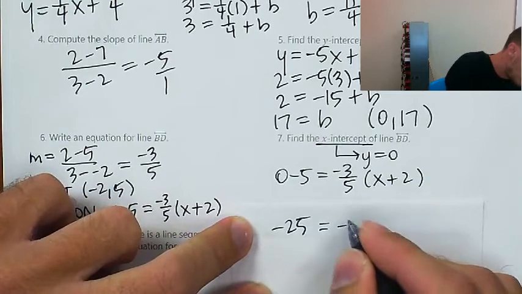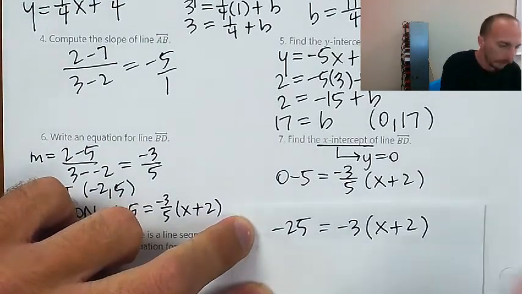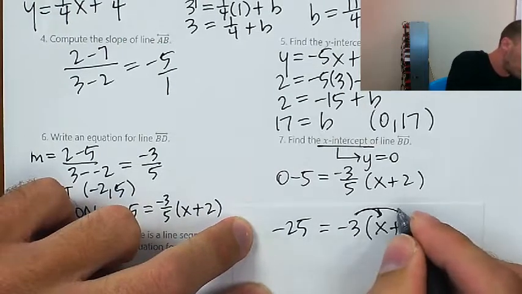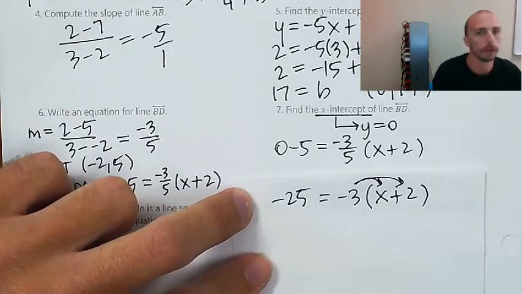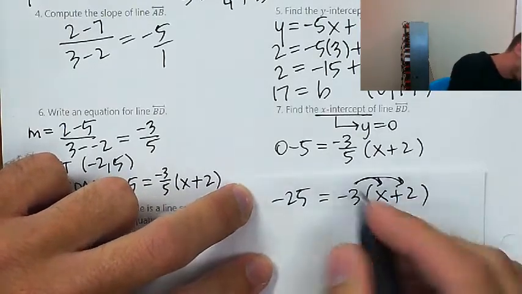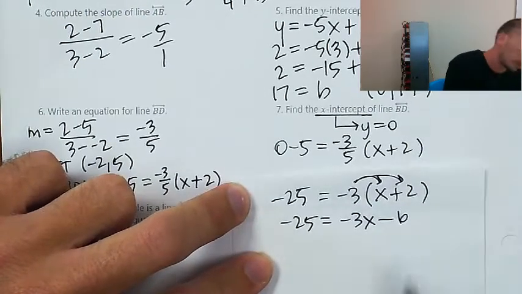And that will be negative 3 times x plus 2. Okay, maybe now I'll distribute, because that's not so bad, right? Kind of trying to get out of the fraction world, because I know that that's where a lot of errors occur, at least for me. Okay, so I'm going to say, all right, negative 25 equals negative 3x minus 6.